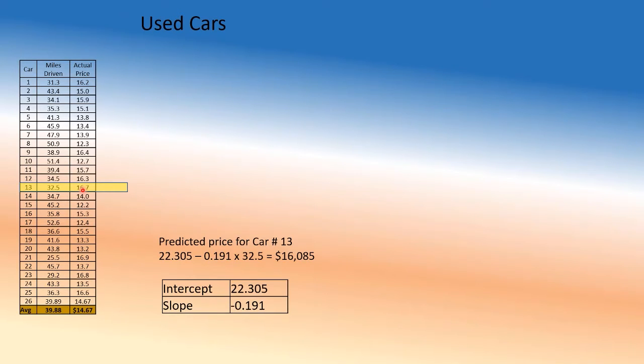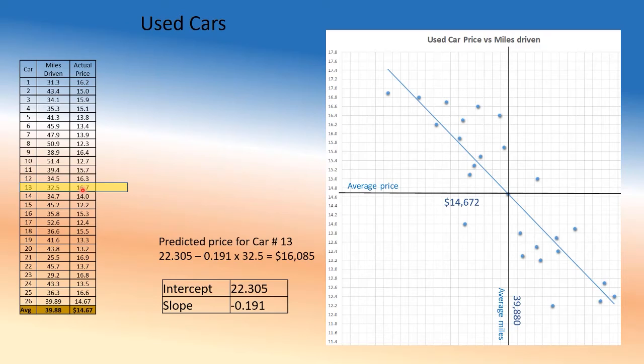So what we have done is this. So here's the graph now. Average price is this one, 14,672. Average mile is 39,880 right there. And each dot is a car.